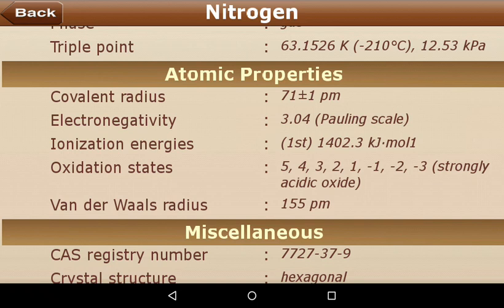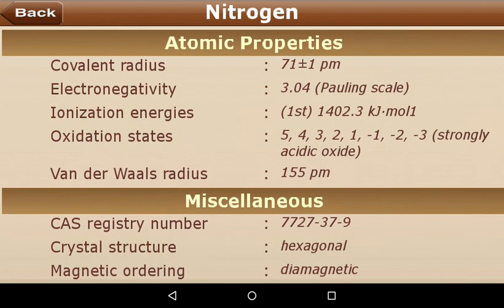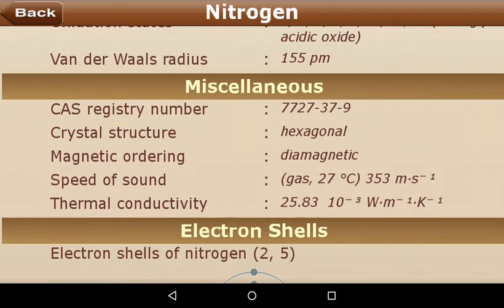Electronegativity 3.04 Pauling. Ionization energy. First ionization energy is 1402.3 kilojoule per mole. Oxidation states: 5, 4, 3, 2, 1, -1, -2, -3. Strongly acidic oxide. A van der Waals radius of 155 pm.